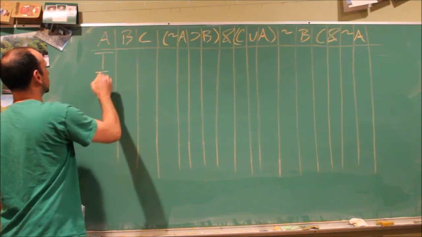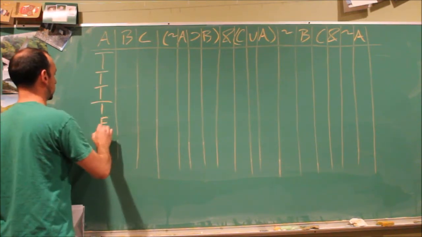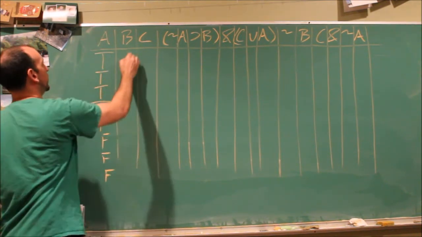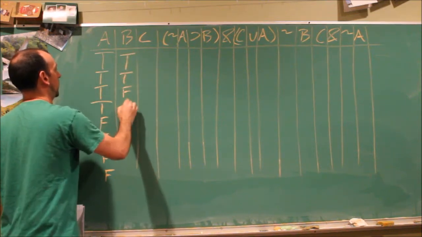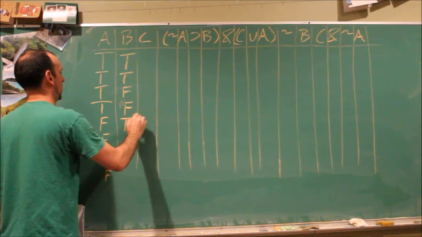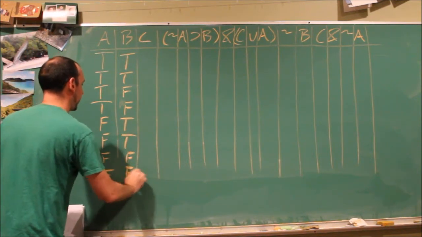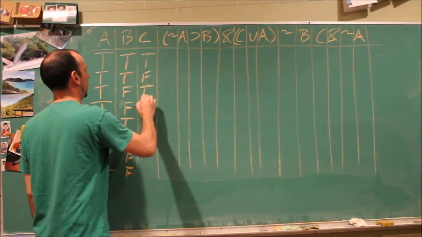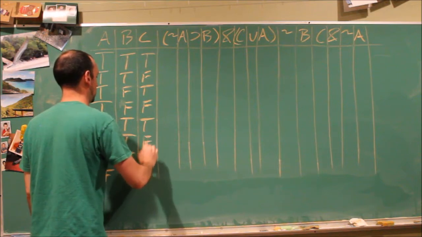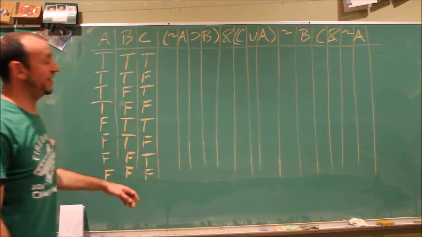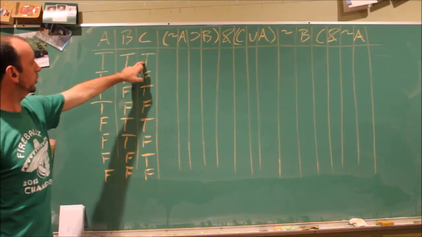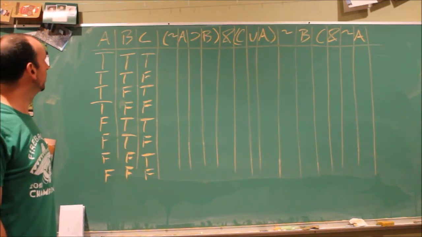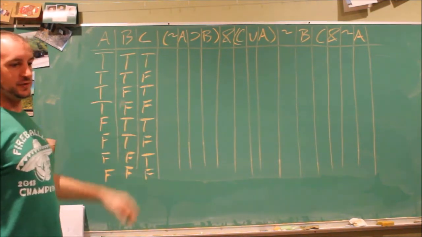We start with 4 truths and 4 falses. Then we do 2 truths, 2 falses all the way down. And then for your C column, you just alternate true, false. And what that does is the same thing it did before. It gets us if all 3 are true, it gets us if all 3 are false, and you have to take my word that it gets us every other possible combination in the middle there. Alright, so that's step 1. Once you finish step 1, you're good.